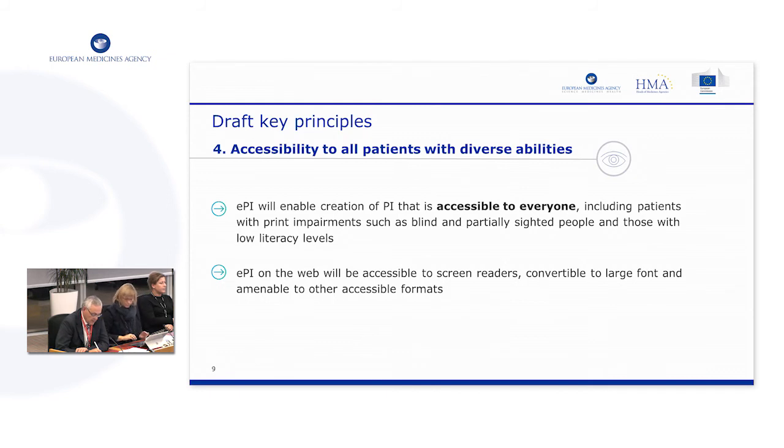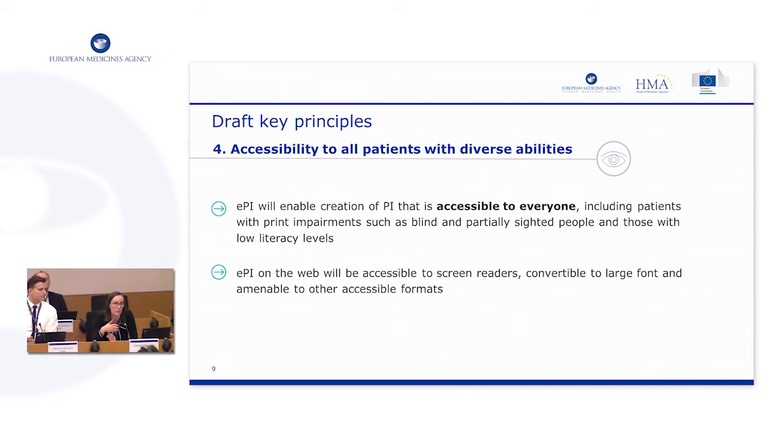That's a valid point. Is there any comment, Libby? Yeah, I agree that is a valid point. First of all, I was thinking about audible formats, but certainly you are correct that the EPI doesn't address low literacy in terms of low health literacy.